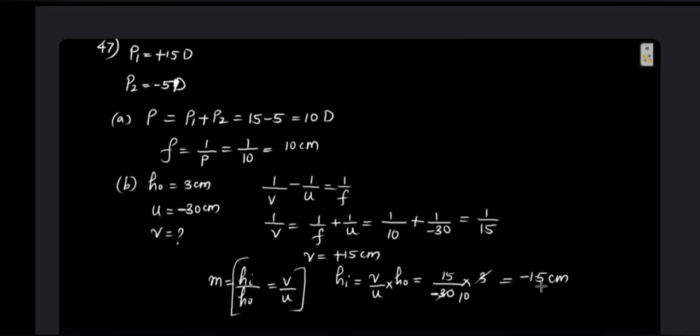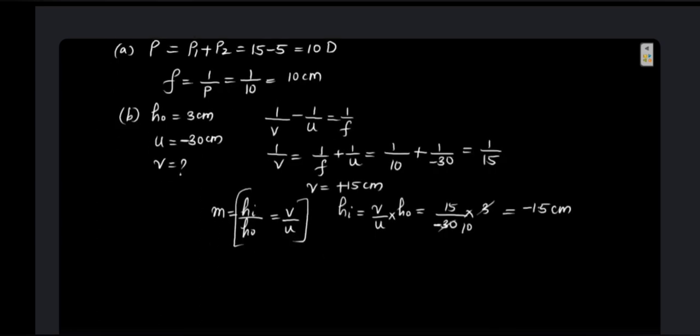centimeters. That means if you see, the object height is greater than the image height, right? So the image is diminished in this case. Okay, so you can state the nature: it is real, inverted. You can see from here also, the height of the image came negative, that means it is downwards, perpendicular to the principal axis, so it is inverted. So real, inverted.